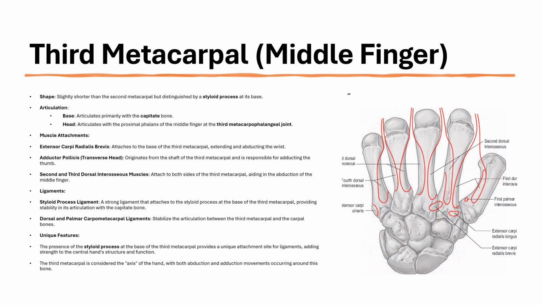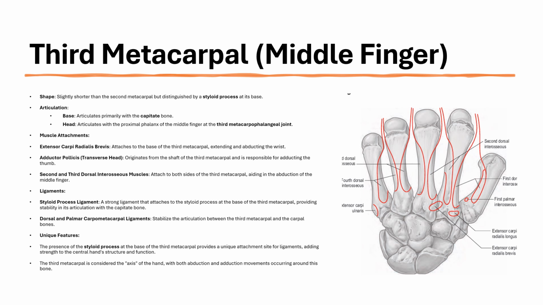The muscle attachment on it: the extensor carpi radialis brevis attaches to the base of the third metacarpal and extends and abducts the wrist. The transverse head of the adductor pollicis originates from the shaft of the third metacarpal and is responsible for adducting the thumb. The second and third dorsal interosseous muscles attach to both sides of the third metacarpal, aiding in the abduction of the middle finger.